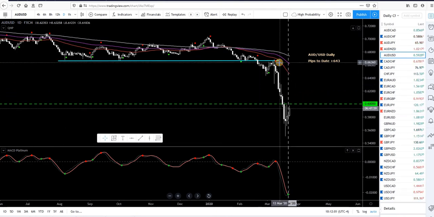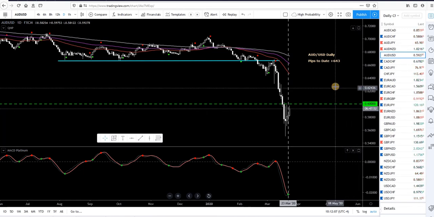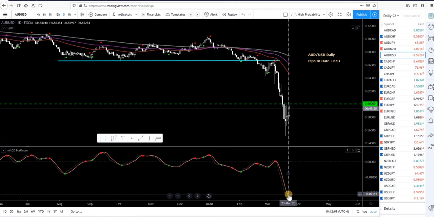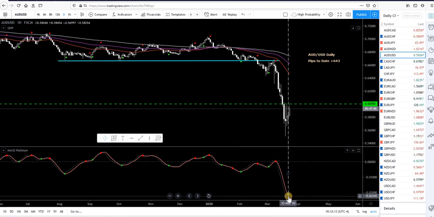Again, another big level up here. This green line is 0.6000, so basically 60 cents. No trades on at the moment. Warning line set up. The reason the warning line's there, the grey line, green dot on the QMP filter, the green dot on the MACD Platinum below the zero level, looking for buys.